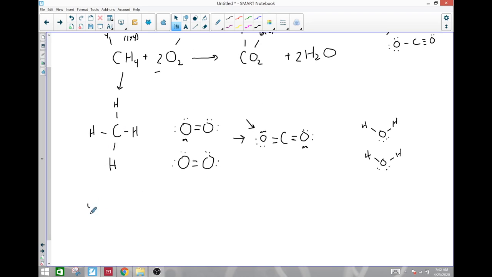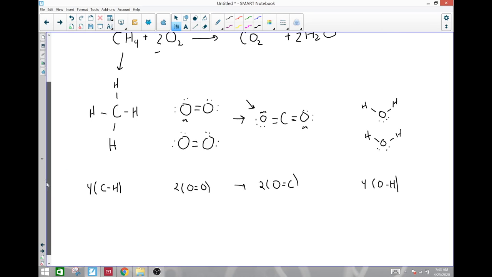I'm going to break 4 of my CH bonds, and I'm going to break 2 of my O double bonds, and then I'm going to form 2 of those guys. I got 1 here and 1 here, so 2 carbon double bond oxygen, and I'm going to form 4, 1, 2, 3, 4 of my OH bonds in my water. The rest of this is really just a procedure, and drawing these structures out might be the hardest part if it's been a while.